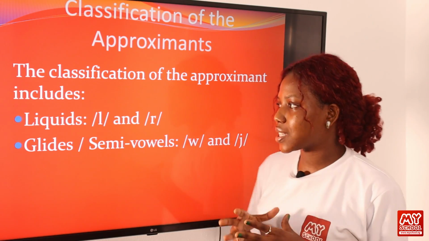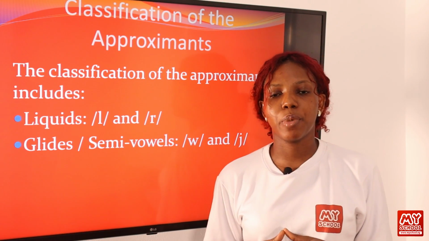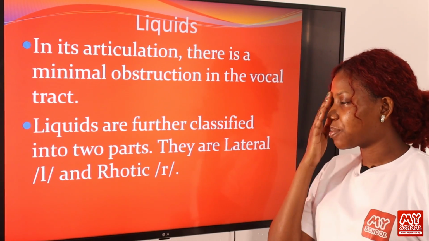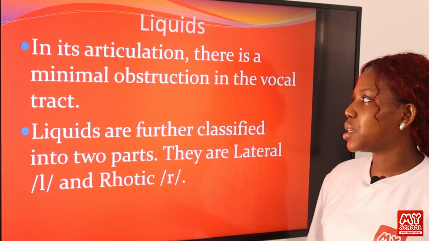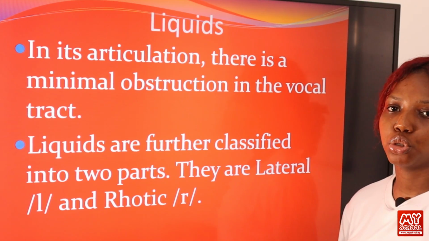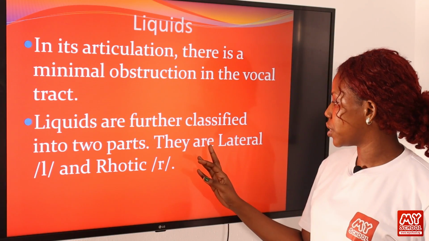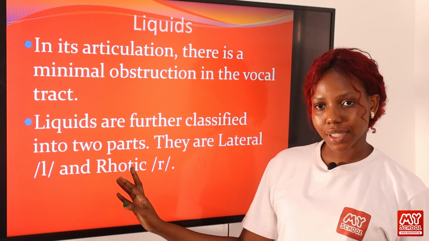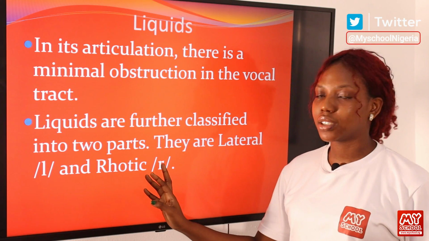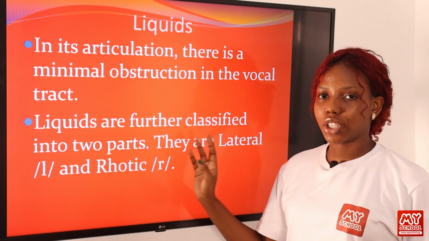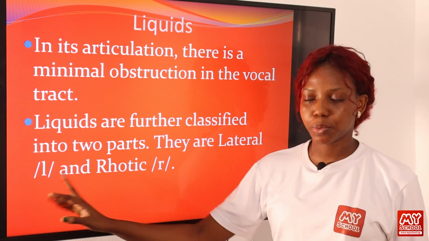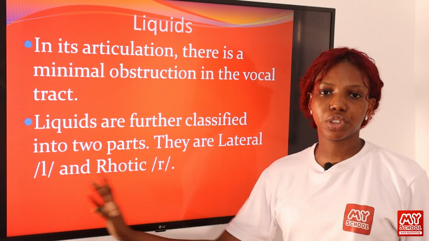Okay, so we are going to start with the liquids, and we'll talk about each of the sounds. So liquids. In their articulation, there is a minimal obstruction in the vocal tract, and the liquids are further divided into two groups. They are lateral and rhotic. So lateral is the l sound and rhotic is the r sound, okay? So they are further divided into two. We have a special name for this and a special name for this also, but they are both liquids, okay?